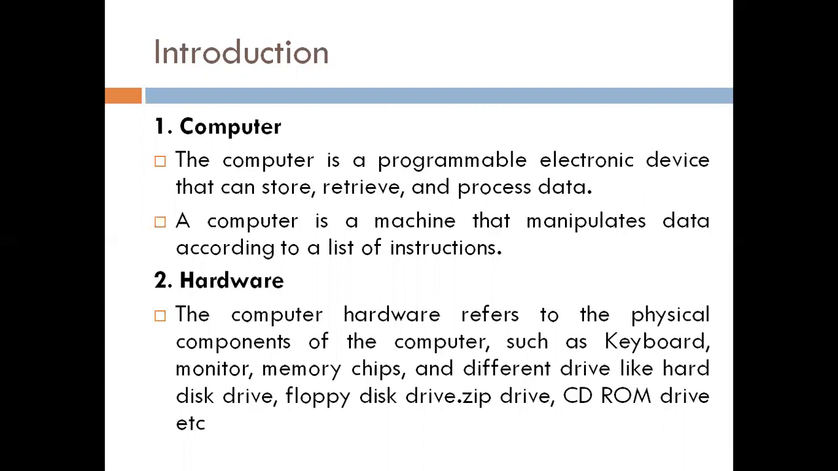So we can divide hardware into two types. First, input device. Second, output device. Examples of input devices are keyboard, mouse, etc. While examples of output devices are printer, monitor, etc.